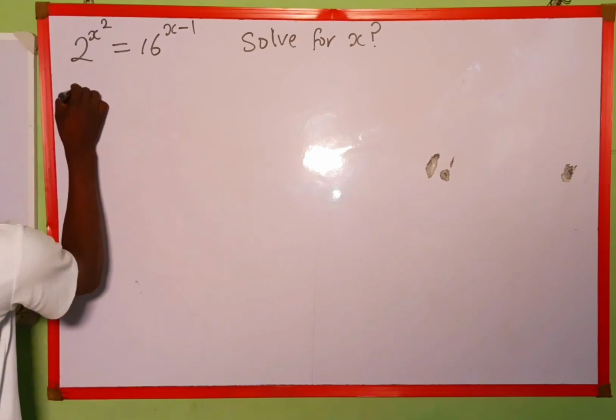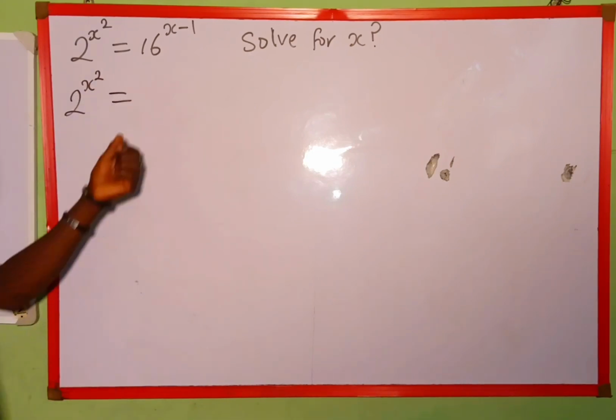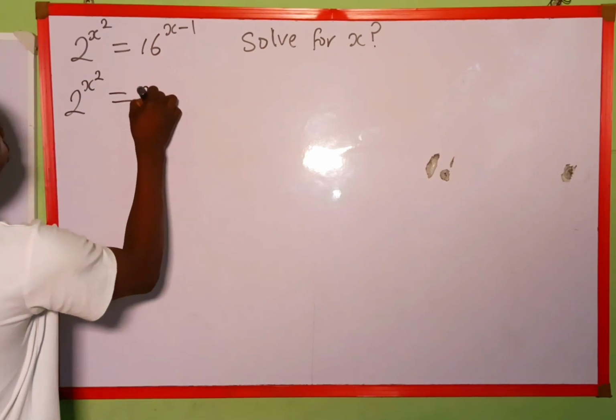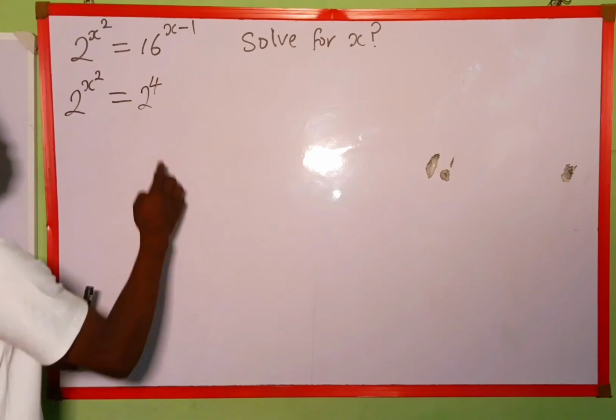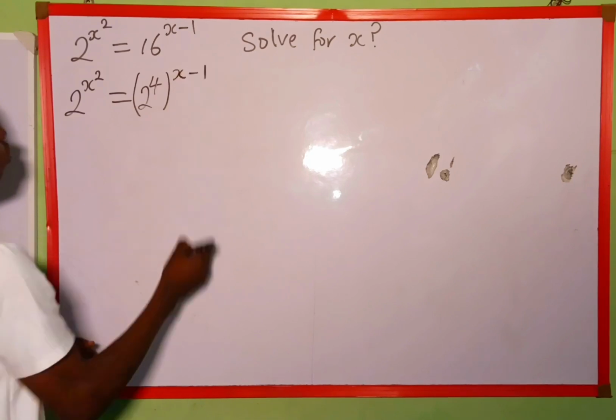So in the left hand side, we have 2 raised to the power of x squared, which is equal to 16. In index form to the base of 2, 16 is the same as 2 raised to the power of 4, because when you multiply 2 in 4 places, it's going to give us back 16. Then all raised to the power of x minus 1.